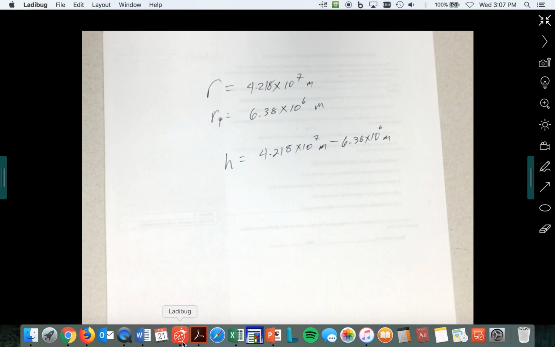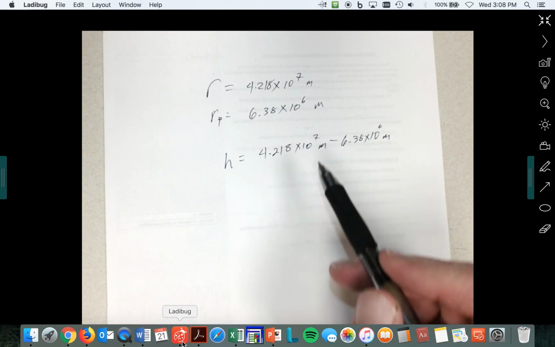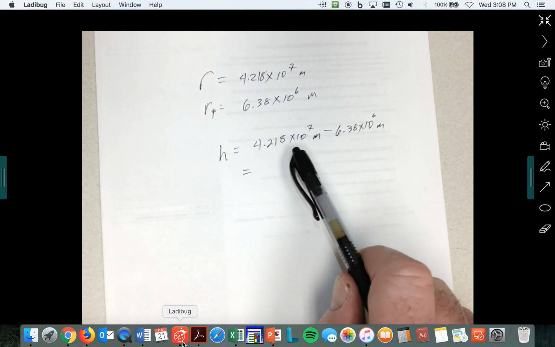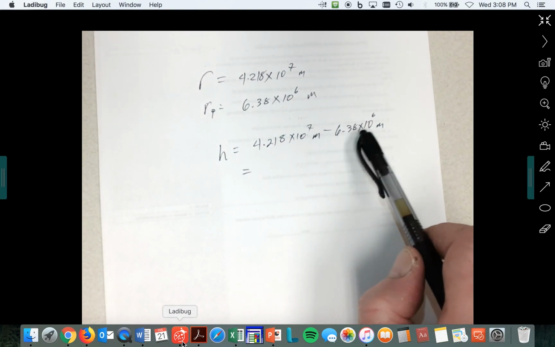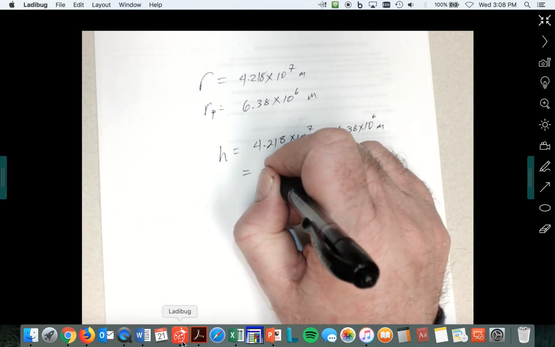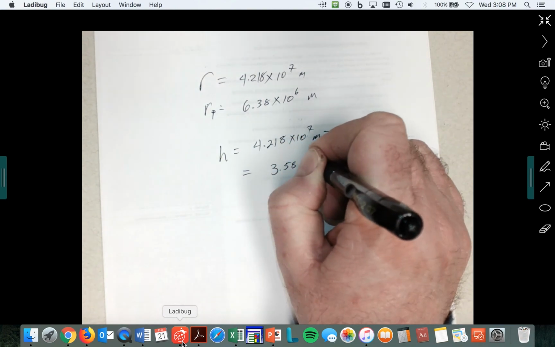Let's try it. Oh, I knew I should have probably stopped it. Oh yeah, we're still good. I forget that this is 10 to the 7th, this is 10 to the 6th. In other words, this is 10 million, and this is like in the millions. So it's huge. It's sufficiently huge: 3.58 times 10 to the 7th meters.